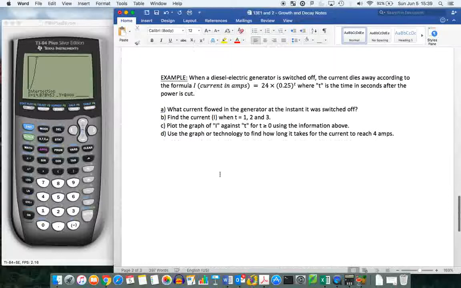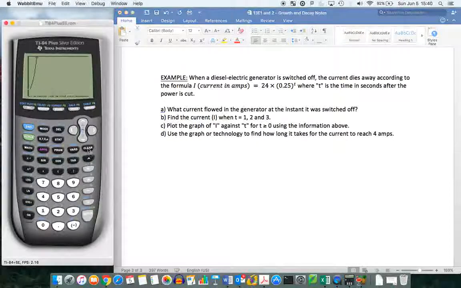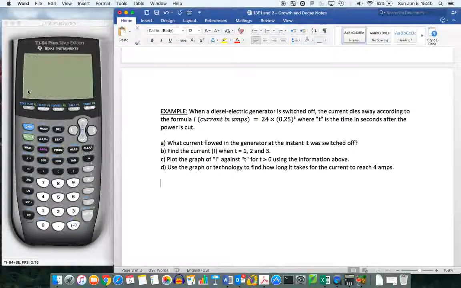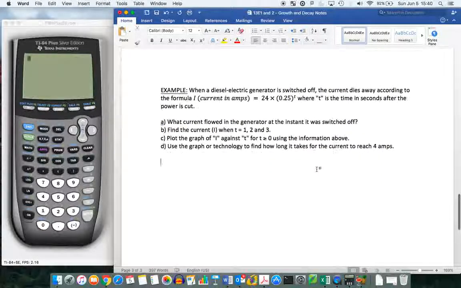Now that's done. Now we'll do a decay example and I'll be done on this video. Okay. So this is the opposite. Instead of a graph curving up like that, up and to the right, a decay is where it curves down and to the right.